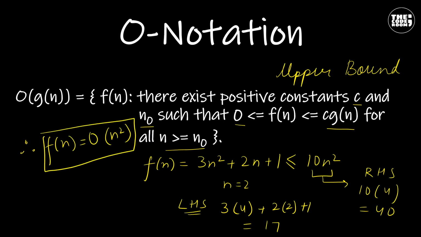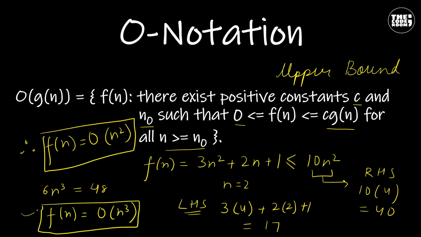What if we took another function instead of 10n square, such as 6n cube? Again, by substituting n with 2, we would have 6n cube equal to 48, which is again greater than 17. Hence, our f of n is the big O of n cube. Both of these statements are correct, but we consider the n square because we want an asymptotically tight bound, which means that we want a function which is closest to our f of n.